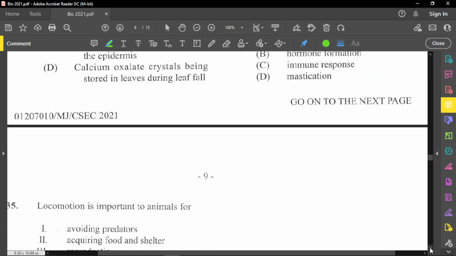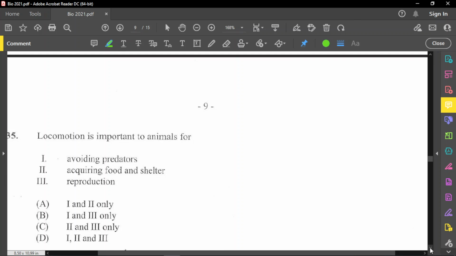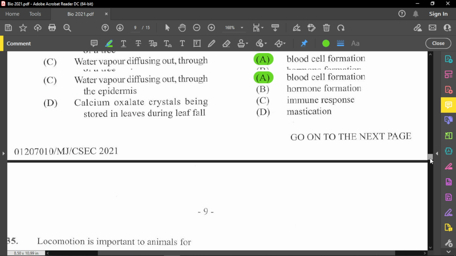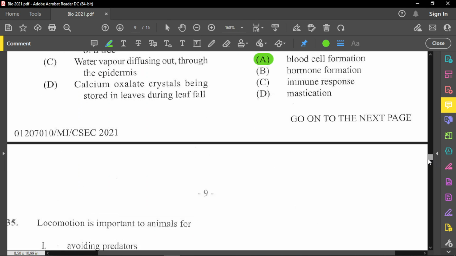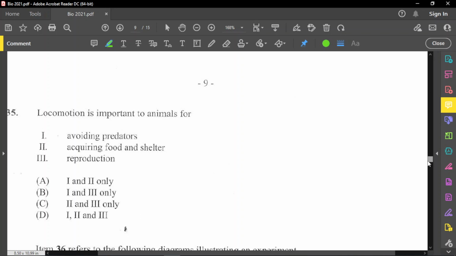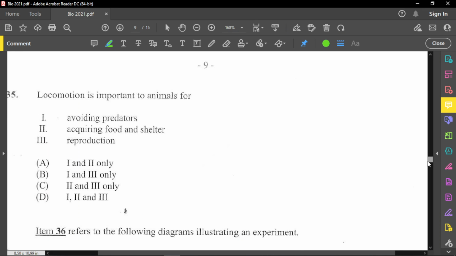All right, 35. All right, so we're at 35. We're kind of moving on a little bit faster now. Okay, 35, let me just go back to 34 a little bit just to make sure. Yeah, all right, 34 is good. All right, we're going to be satisfied with A as our option. All right, in 35, it said locomotion is important to animals for.